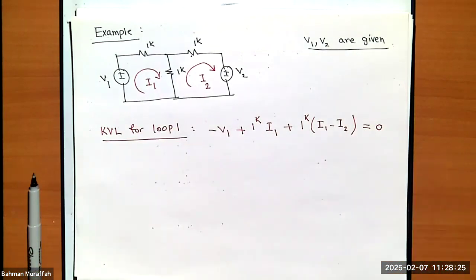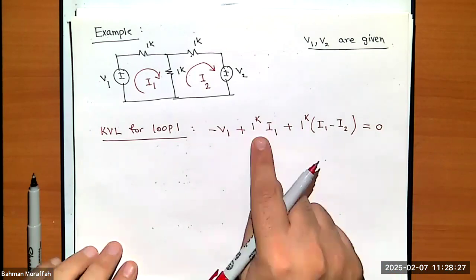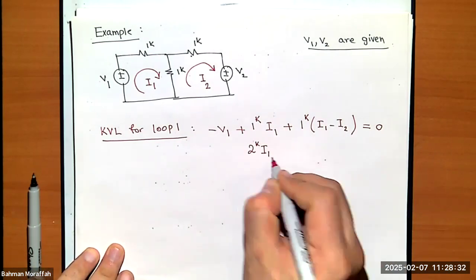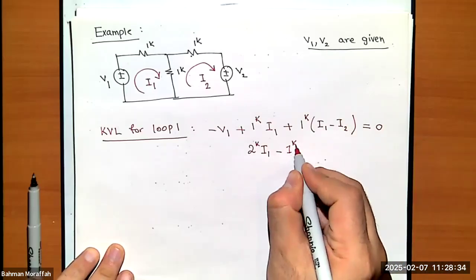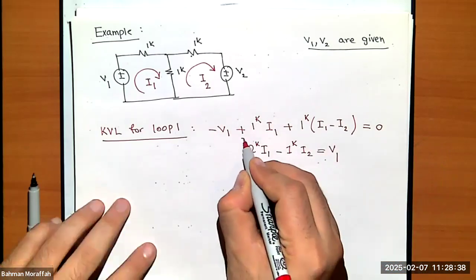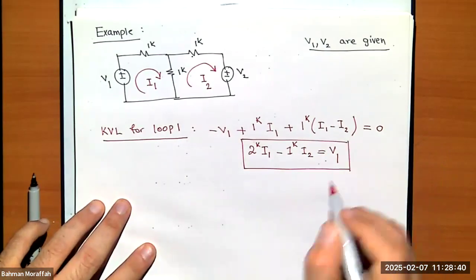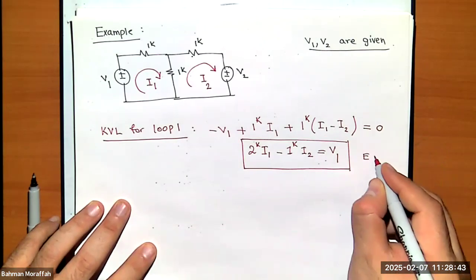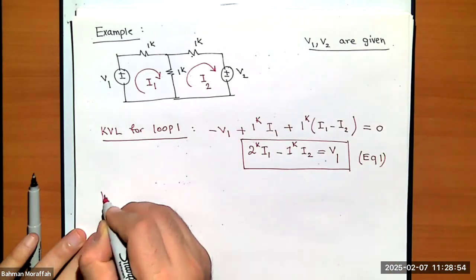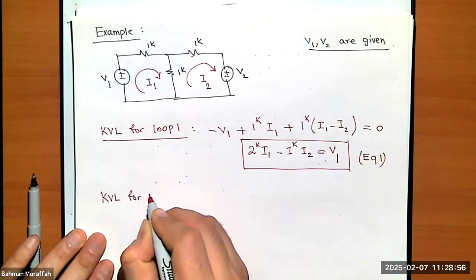That should be simple. I can simplify this. I have one I1 here, one I1 here, so I have 2 I1 minus 1 I2. I take this one to the other side. Call this equation. Right? I just wrote the KVL. Let's move on to loop 2 and write the KVL for loop 2.